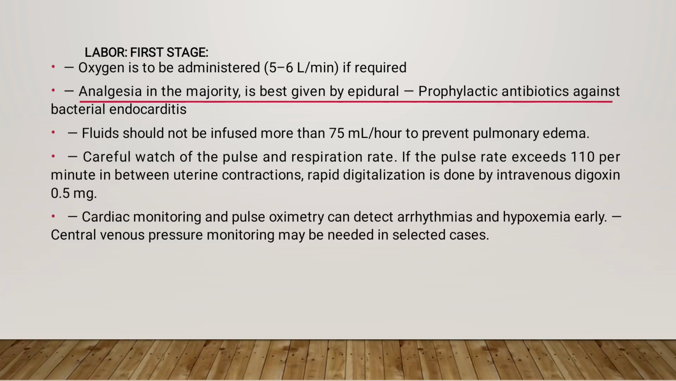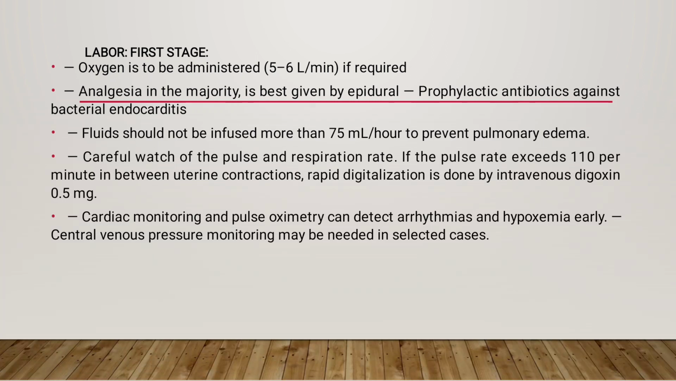So in the first stage of labor, the patient should be in the recommended lateral position to minimize aortocaval compression. Oxygen is to be administered, that is 5 to 6 liters per minute if required. Analgesia in the majority is best given by epidural. Then prophylactic antibiotics against bacterial endocarditis can be given. Fluid should not be infused at more than 75 ml per hour to prevent pulmonary edema. Careful watch of the pulse and respiratory rate.